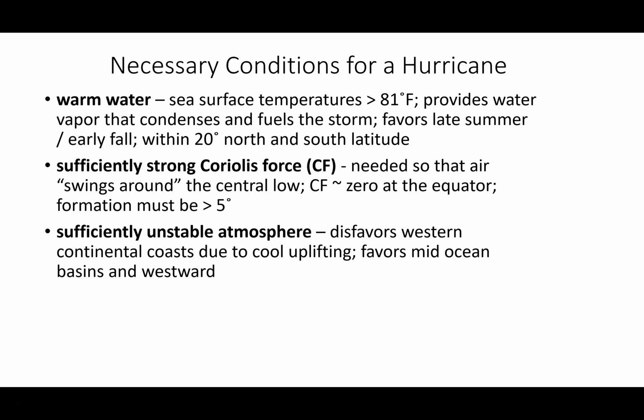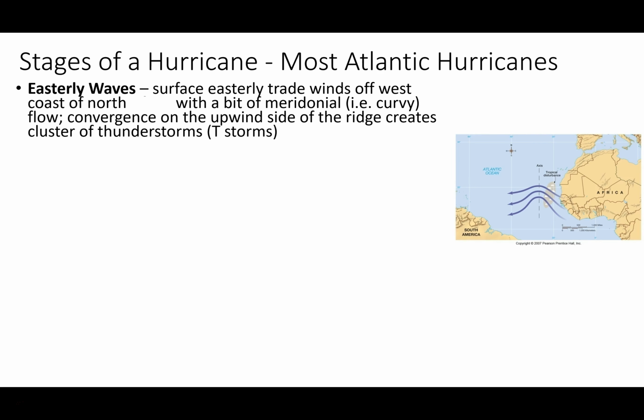This favors mid-ocean instability. In a minute, we're going to talk about how a hurricane is born and matures. We're going to see it starts out as a little rogue band of cumulonimbus clouds. So, a little band of cumulonimbus clouds. That's what we have right there.